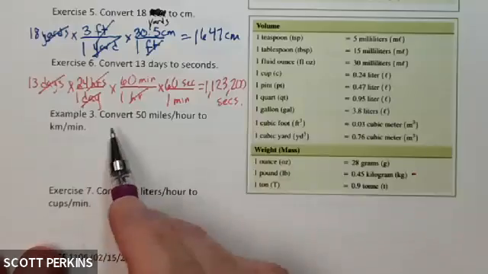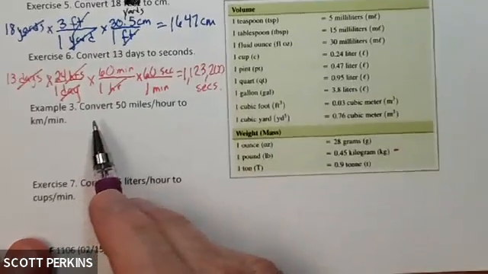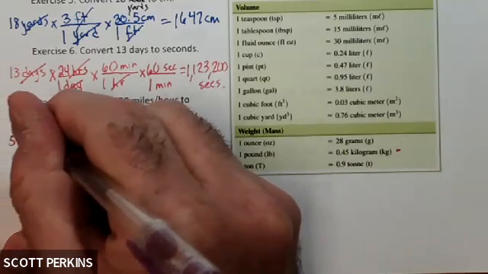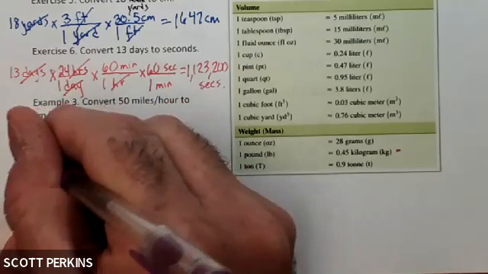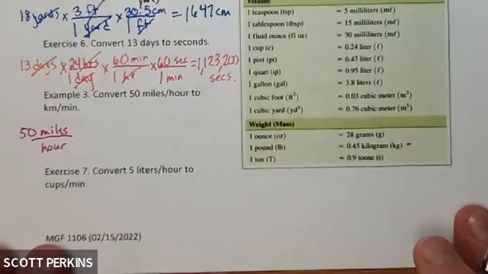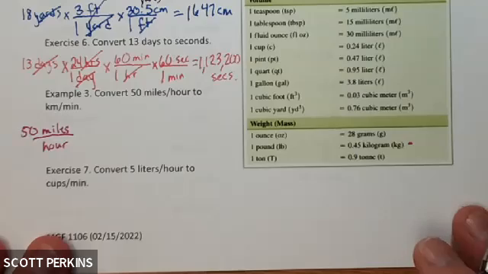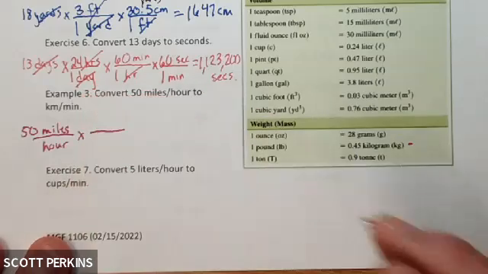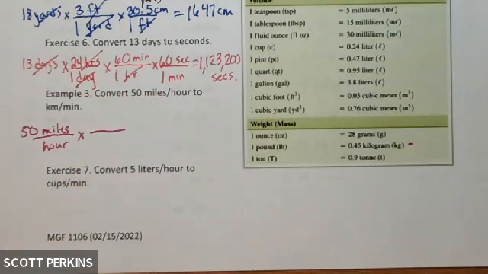So what I want to do in example 3 is I want to change 50 miles per hour. Okay, so we're going to start with 50 miles. That's my numerator over hour in the denominator. I want to turn 50 miles per hour into kilometers per minute. So the reason I give this problem is just, what do I do when I have a unit in the denominator that I want to change? Okay, so hopefully you can take what you know and we can extrapolate it. We'll see how it goes.